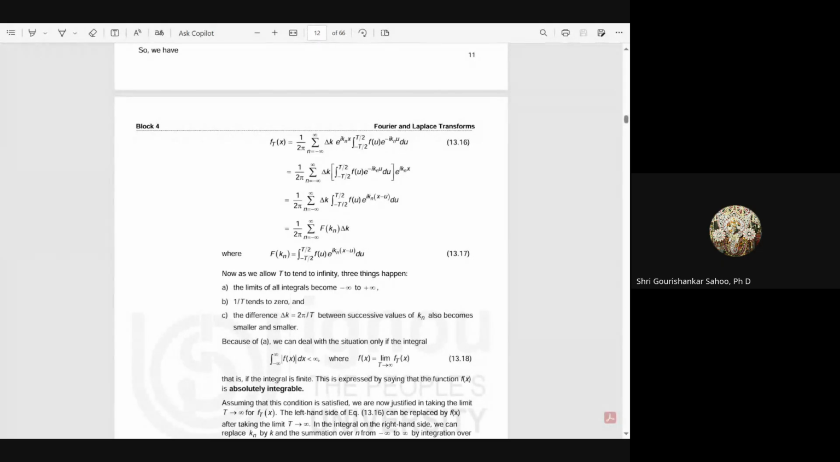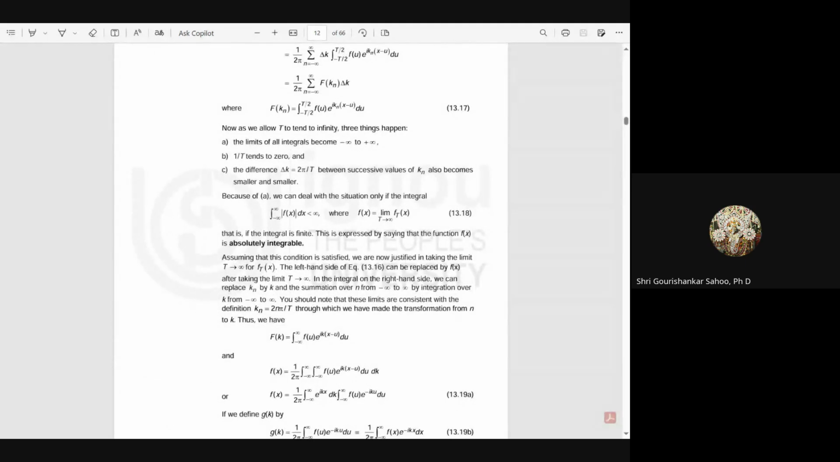But three things might happen. The limits of the integral become minus infinity to plus infinity. 1 by T tends to 0, and the difference delta k equal to 2π by T between successive values of k_n also becomes smaller and smaller. So we can deal with the situation only if the integral from minus infinity to infinity of modulus of f(x) dx is smaller than infinity, where f(x) is equal to the limit T tends to infinity of f_T(x). That is, the integral is finite. This is expressed by saying that the function f(x) is absolutely integrable.